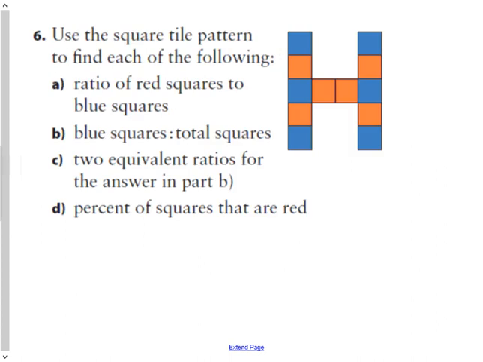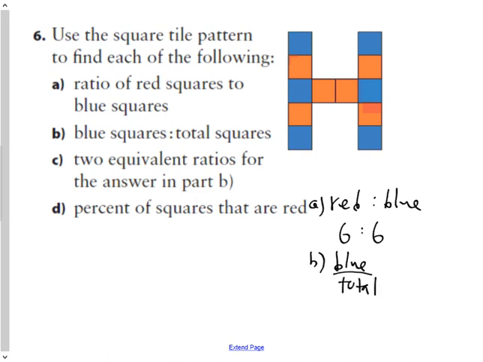Question 6 says, use the square tiles pattern to find the answers to each of the following. What's the ratio of red squares to blue squares? So red to blue would be 6 to 6. That's for A. For B, blue squares to total. Since we're dealing with a part to whole ratio, I'm going to set it up like this ratio instead, or 6 to 12 would be the ratio.